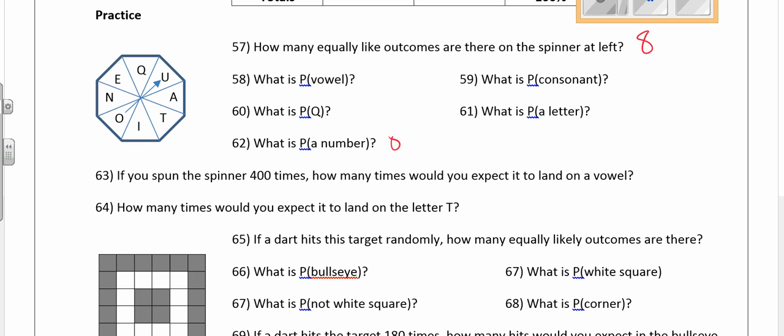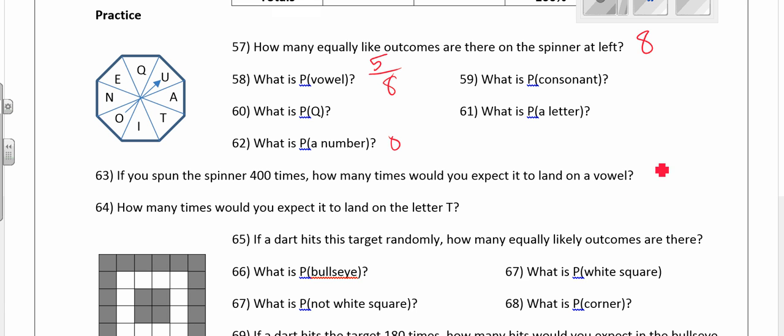All right, how about problem 63? If we spin the spinner 400 times, how many times would we expect it to land on a vowel? Let's go back to problem 58. How many vowels are there? Well, let's see. E, U, A, there's 3. I, 4, O, 5. So 5 of the 8 spots on the spinner are vowels. We have a 5 in 8 chance.